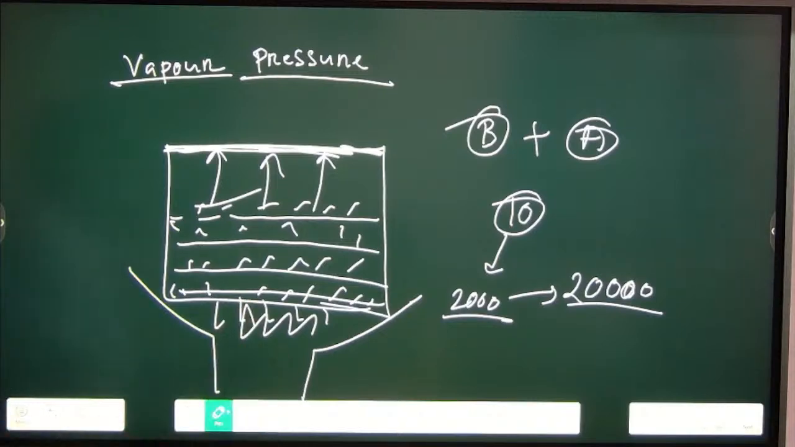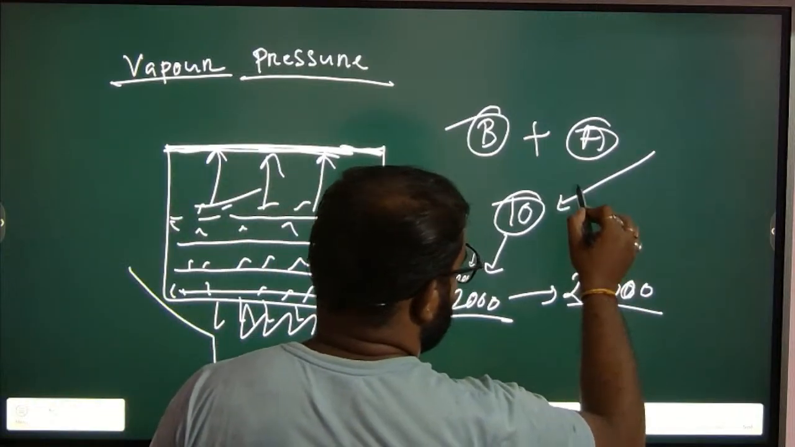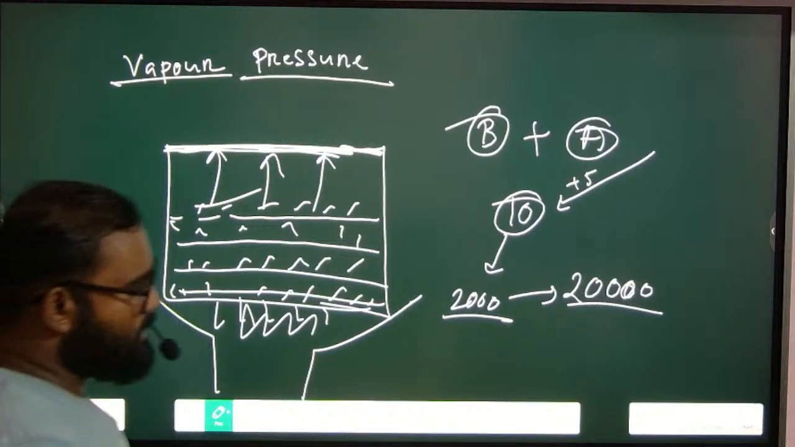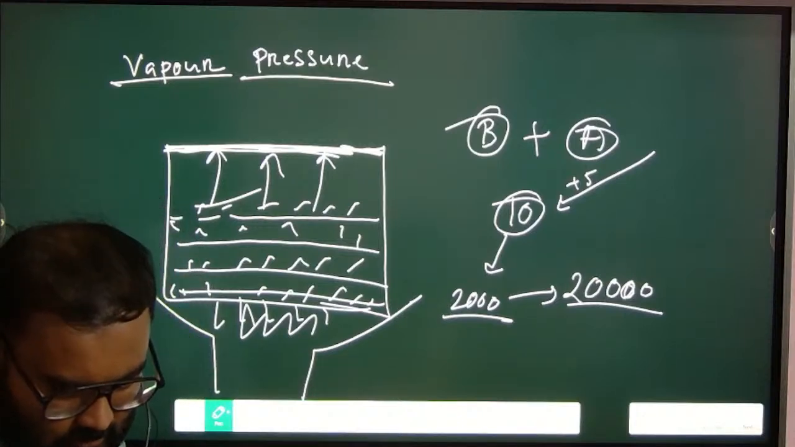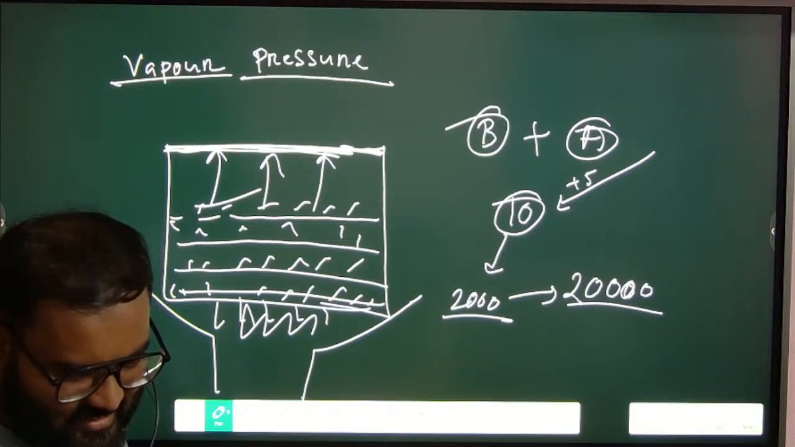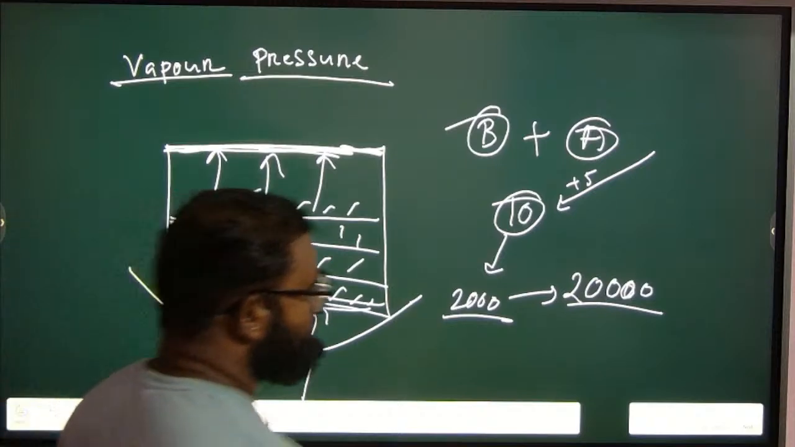The income of the teacher from this batch is what? 20,000. Now, 5 more students join the class. The income will increase or not? Increase by how much? 10,000. Very good.